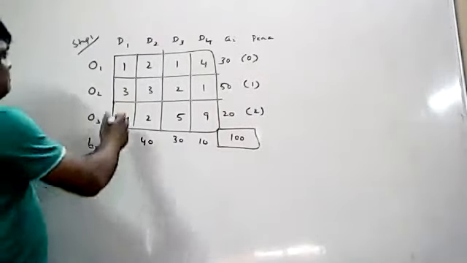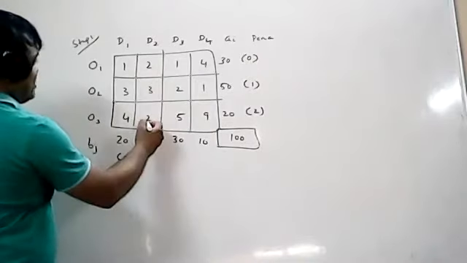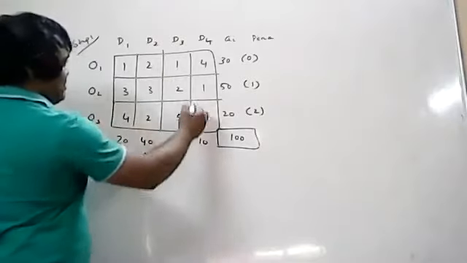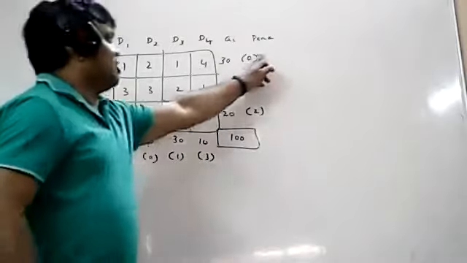Now repeat the procedure for columns. Smallest element, next smallest element, difference is 2. Again 2. Again 2, 0. Then 2, 1: the difference is 1. Then 4, 3: the difference is 3. Now go for the highest penalty among rows and columns.